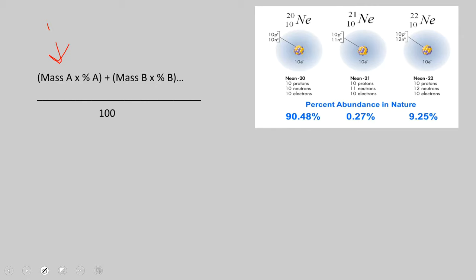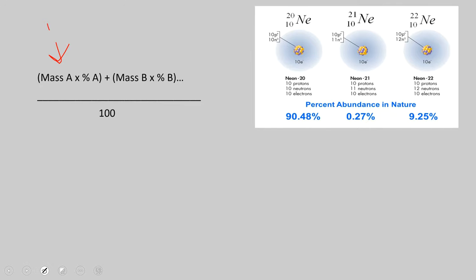So it can go as many, some elements have 5 isotopes, some of them have 2. So it just depends how many isotopes we have. We're going to need to consider all of them in our equation. And because we're dealing with percents here, our final answer, we don't want to be in a percent. So we need to divide that by 100 just so we can get that to a whole number or a non-percent number.